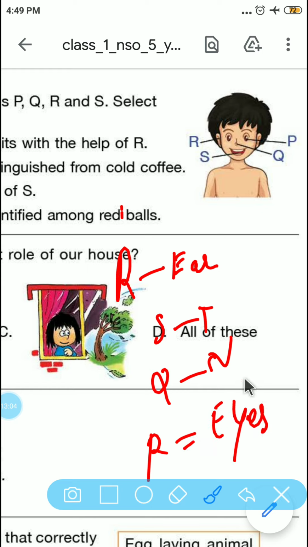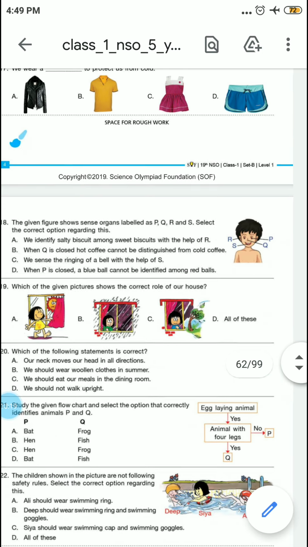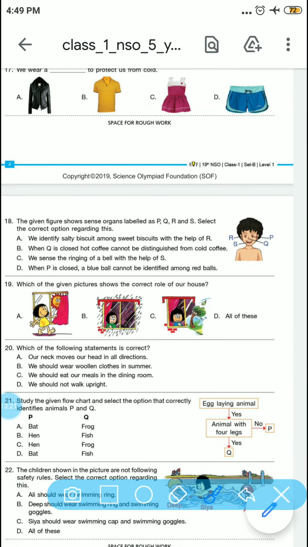Okay. So the only option which is correct here is the last one, like P for eyes, and the last one also indicates P. Like if you see here, yeah, P is closed, we can't identify blue ball from red ball. So the correct option here for the question will be option D.